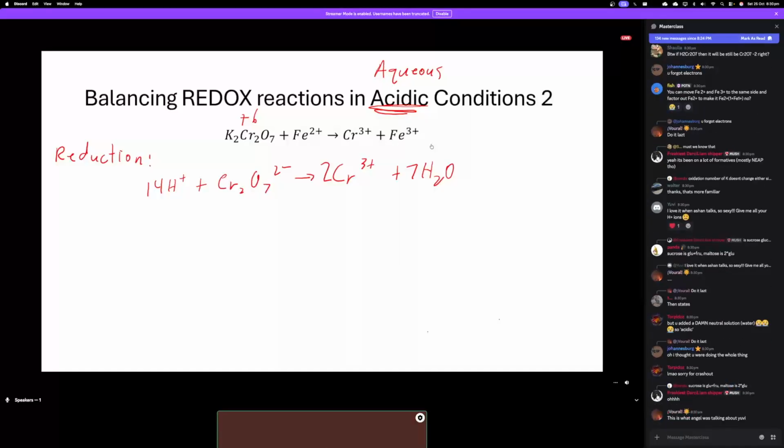Neutral, yeah. Wait, neutral solution? I'm not sure what you mean. This is an acidic aqueous solution, right? I'm going to add 14 H+.